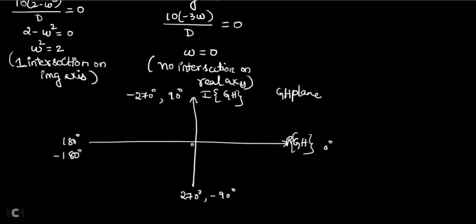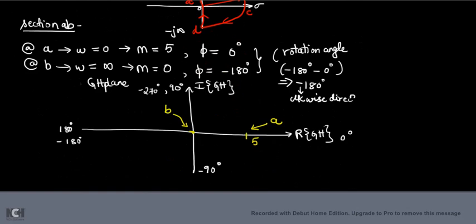Now I have to mark. Where is my first point? Point A is at 0 degree and the magnitude is 5. This is my point A. And where is point B? You got point B with magnitude 0, but the angle is minus 180 degree here. Mark those points A and B there.